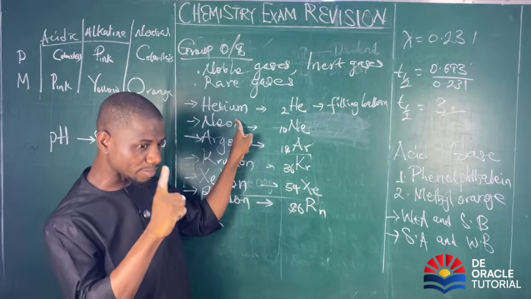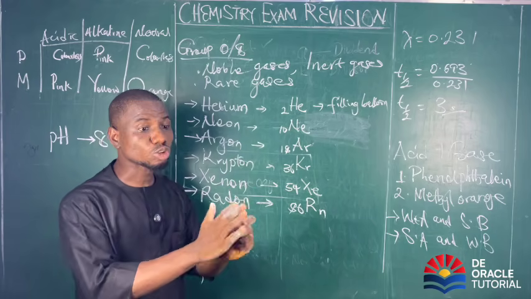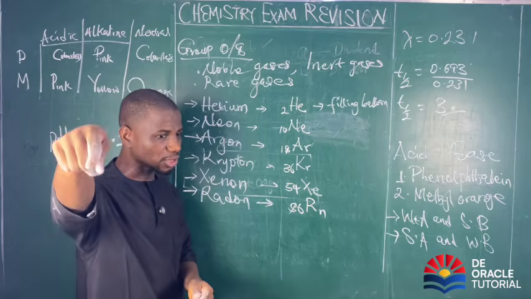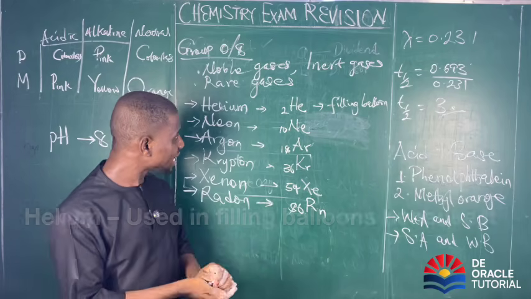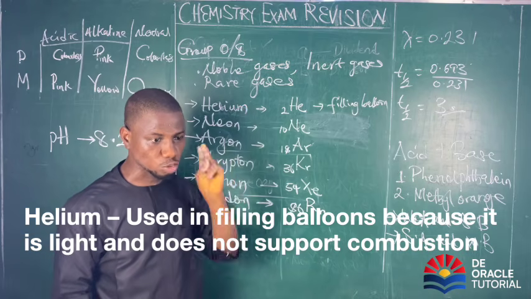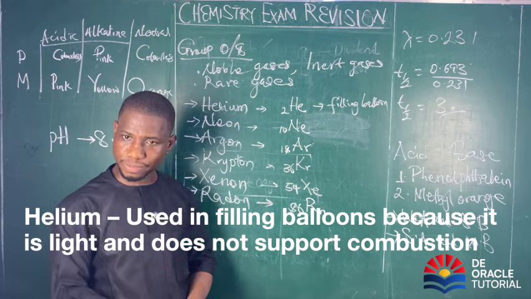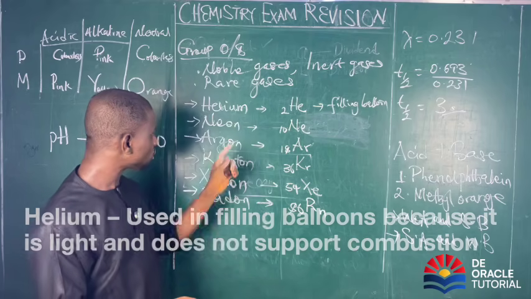The reason is very, very simple. Because helium is not combustible. Exactly. It does not support combustion, unlike hydrogen, which can support combustion. That is why we use helium in filling balloons. Take note of the two reasons. Because it is light and does not support what? Combustion. That is the reason we use helium in filling what? Balloons. Exactly. The next one we have there is called neon.